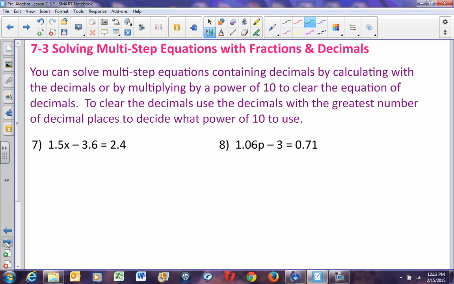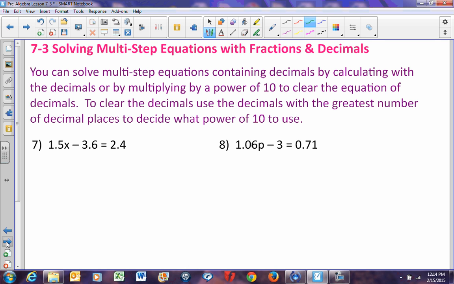So if we want to clear the decimals, we're going to multiply by a power of 10 based on the decimal with the greatest number of decimal places. Let's look at problem number 7. We have 1.5x, negative 3.6, and 2.4. Everything's to the nearest tenth.